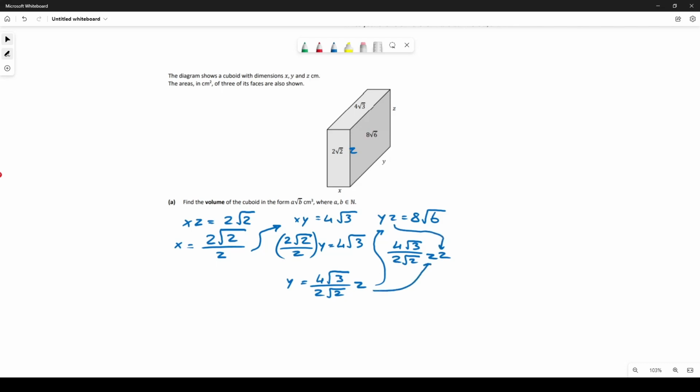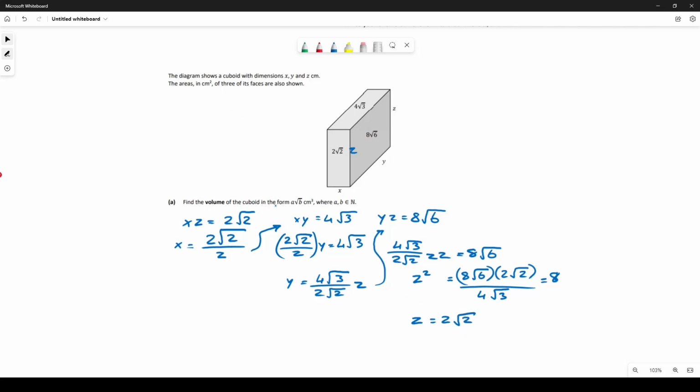This z is from where we subbed in, is equal to 8 root 6, and then you just do your algebra. You multiply both sides by 2 root 2, divide both sides by 4 root 3, z by z is z squared. You end up with 8 root 6 being multiplied by 2 root 2 being divided by 4 root 3. And what does that give you? That gives you 8. And then z squared is equal to 8, so z is equal to square root of 8, which is 2 root 2. Your calculator will tell you that.